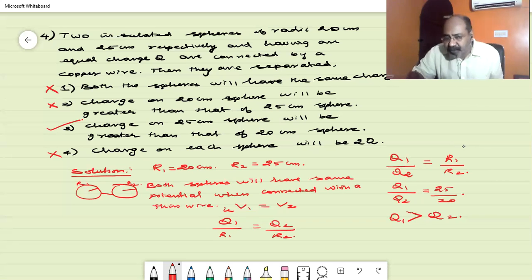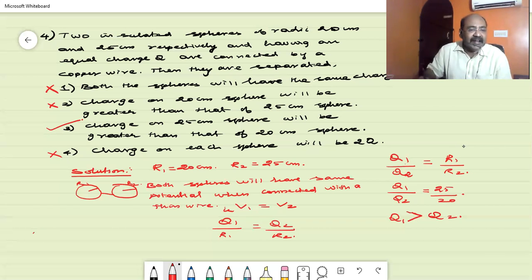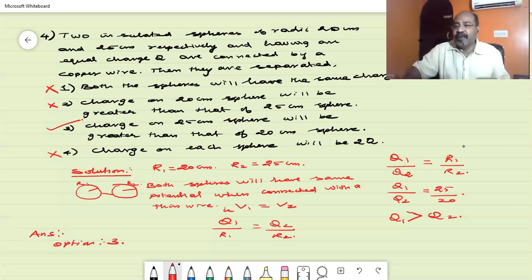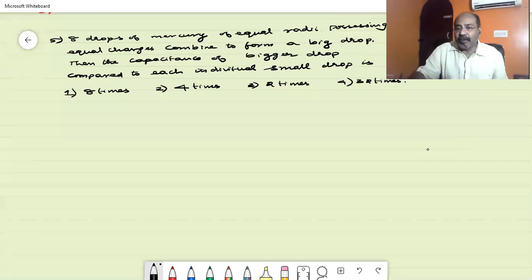So the answer is that the charge on the second sphere, which has a radius of 25 centimeter, will be greater than that of the first sphere. Then you can consider the answer as option 3. So option 3 is taken to be your answer. Okay, let us move on to the next problem. Problem number 5, a different problem.